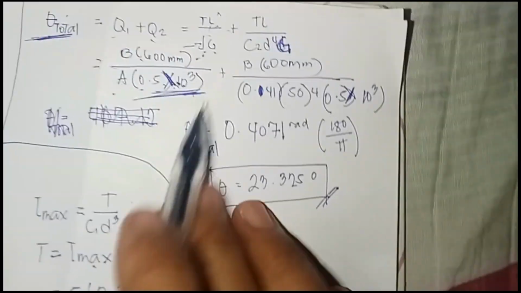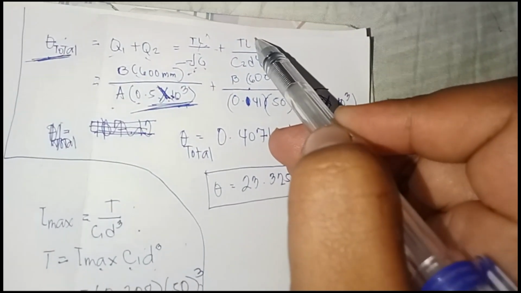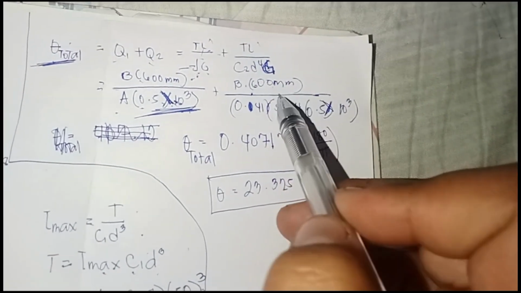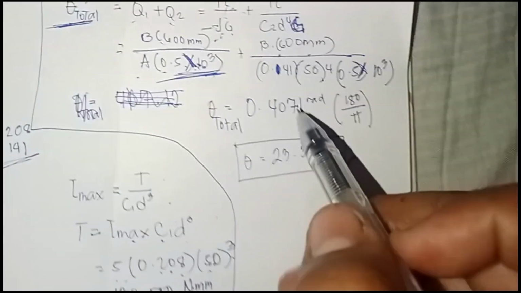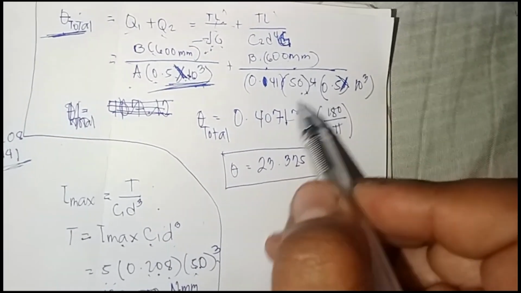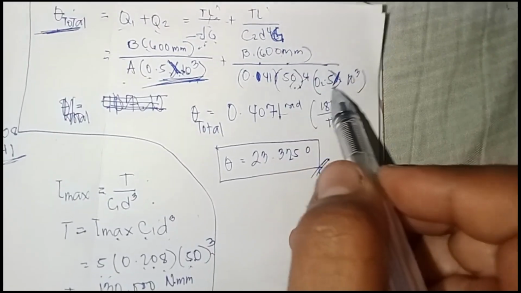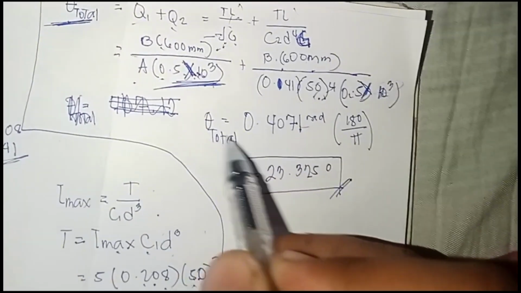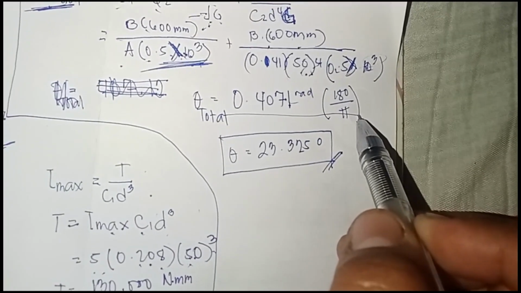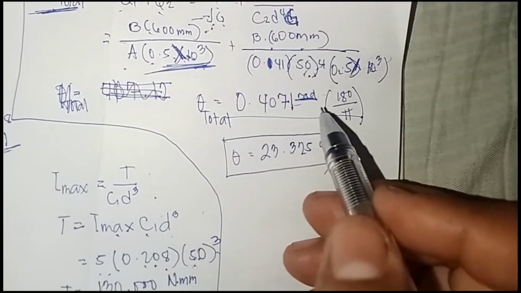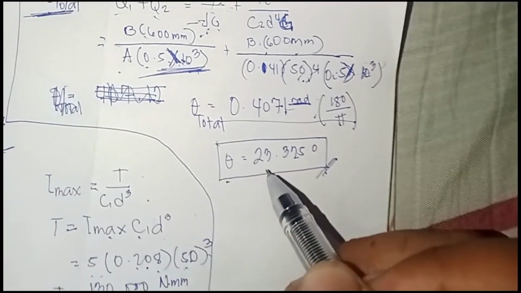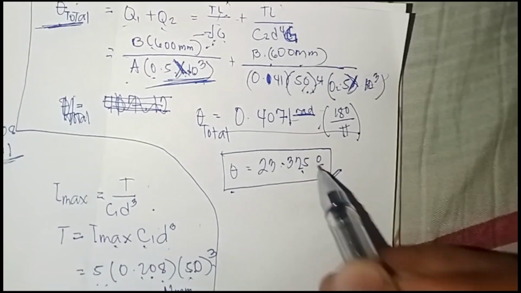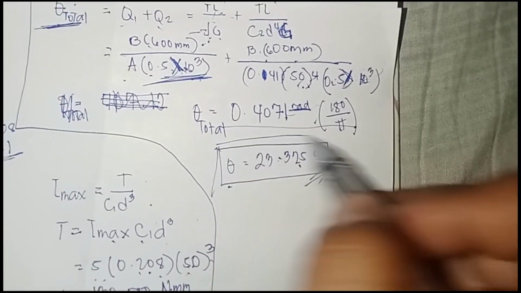Next, again the torque is stored in B, and the length is 600 all over the value of C sub 2, which is 0.141, times 50 raised to 4, times 0.5 times 10 raised to 3. We have the answer 0.4071 radians. To convert it into degrees, we multiply by 180 over pi. So we get theta equal to 23.325 degrees. That is our answer to question number 2.